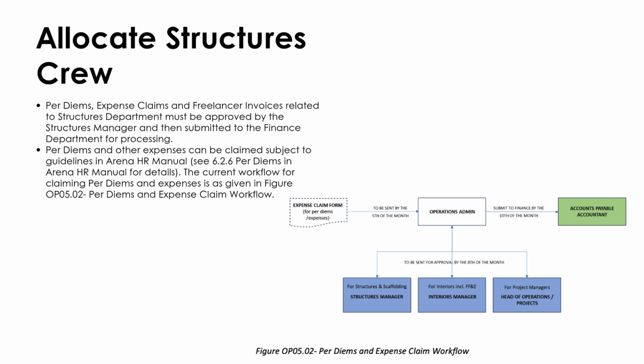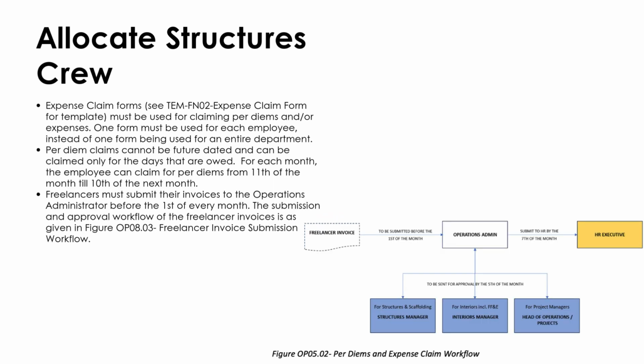Per diems, expense claims, and freelancer invoices related to the structures department must be approved by the structures manager and then submitted to the finance department for processing. Per diems and other expenses can be claimed subject to the guidelines in the Arena HR manual. The current workflow for claiming per diems and expenses is detailed in the figure titled Per diems and expense claim workflow. Expense claim forms must be used for claiming per diems and expenses.